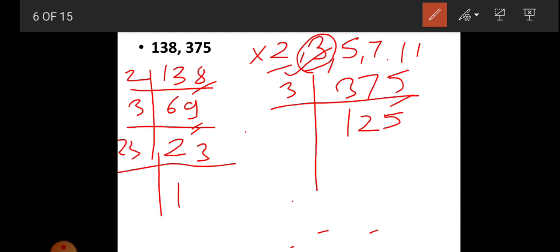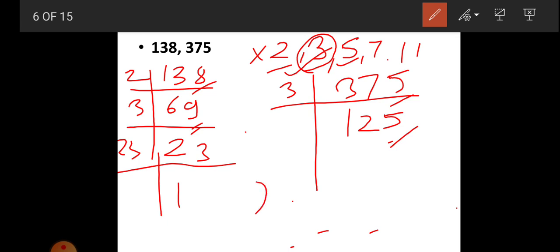Now again we add, because divisibility by 3 is, if sum of its digit is divisible by 3, the number is divisible by 3. Add the numbers 1 plus 2, 3, 3 plus 5, 8. 8 is not divisible by 3. So next prime number is 5. Last digit is 0 or 5, then the number is divisible by 5. So here last digit is 5.